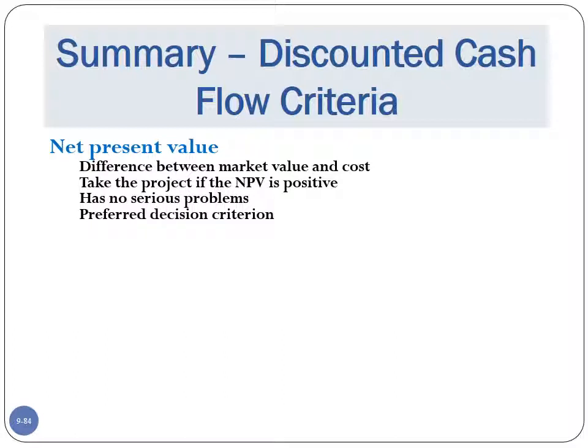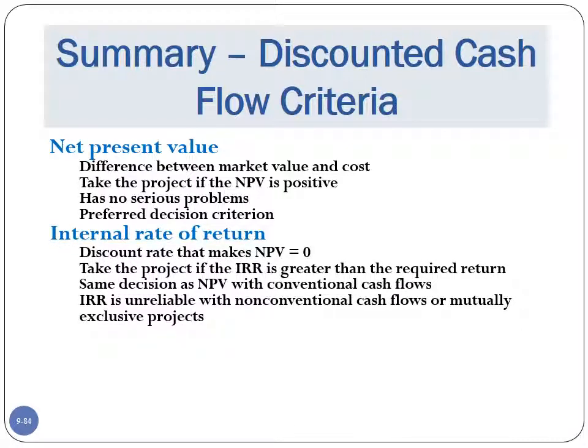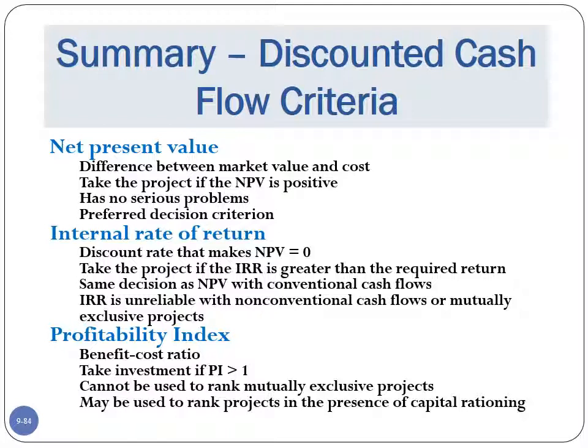We take the project if the net present value is positive. It has no serious problems, and so this is our preferred decision criterion. The internal rate of return is the discount rate that makes the net present value equal to 0. So we take the project if the internal rate of return is greater than the required return. It's the same decision as net present value with conventional cash flows, but it's unreliable with non-conventional cash flows or mutually exclusive projects. Our profitability index, again, is a benefit-cost ratio, and we take the investment if the profitability index is greater than 1. But it cannot be used to rank mutually exclusive projects, and may be used to rank projects in the presence of capital constraints.